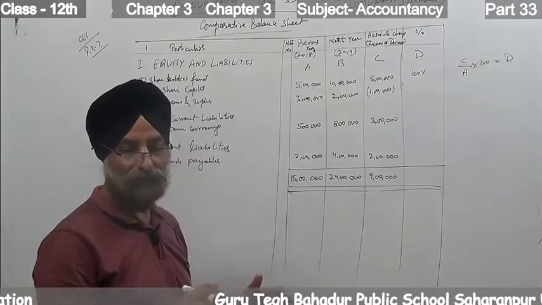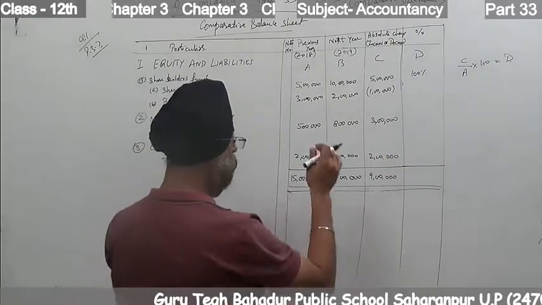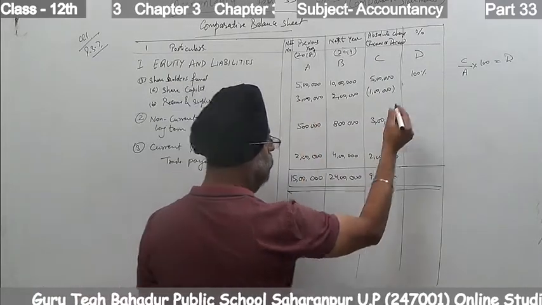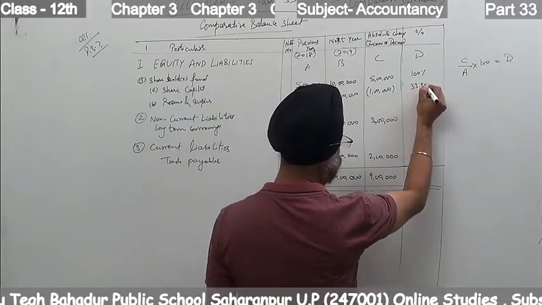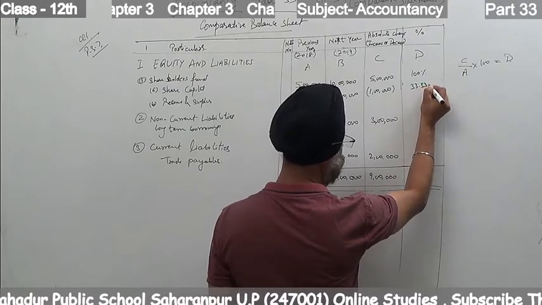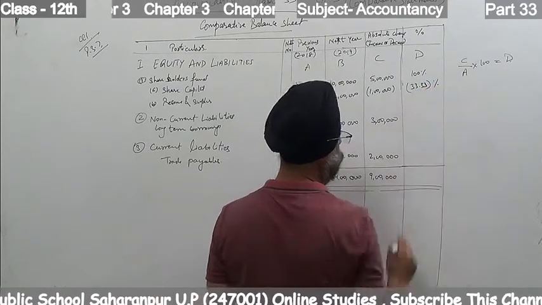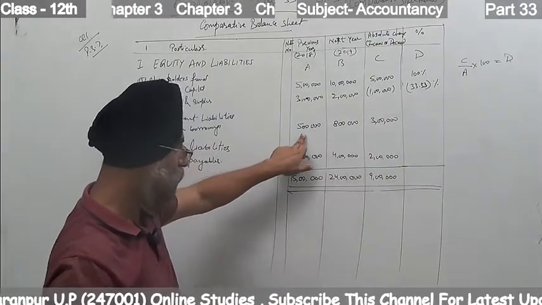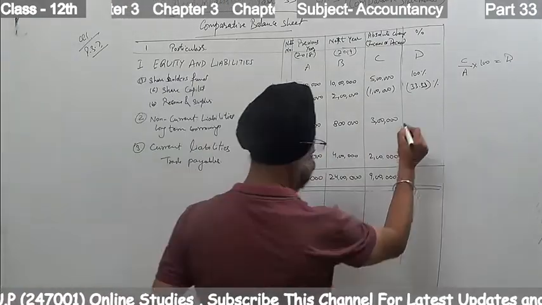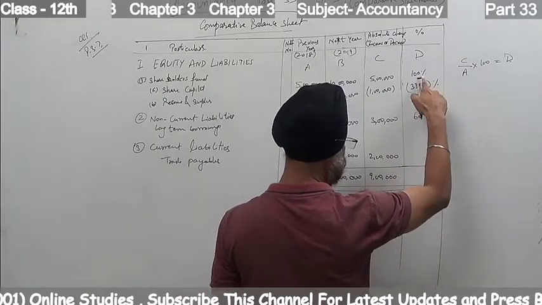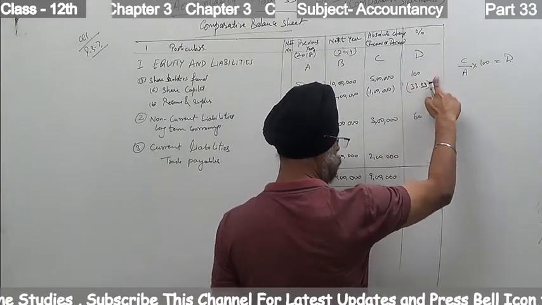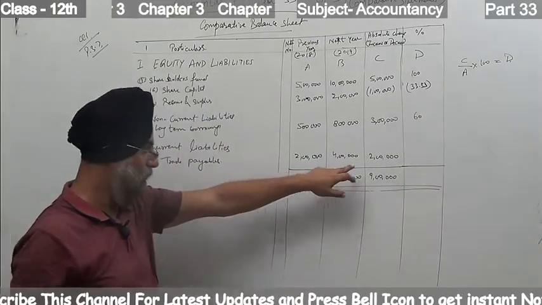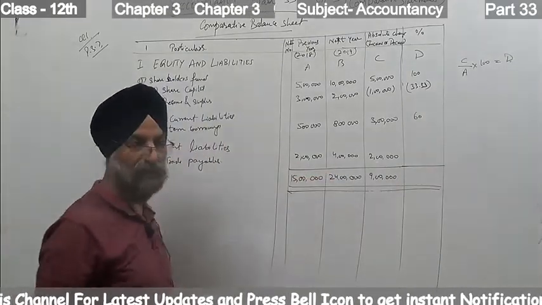So the difference will be taken as decrease. Decrease is how much? 1 lakh by 3 lakh into 100. This is 33% decrease, 33.33%. And this is negative, so put in bracket. In the same way, this by this into 100, then you will get 60. No need to write a percentage sign like this because this is a column of already percentage. So see next, 2 lakh by 2 lakh, it's 100%.